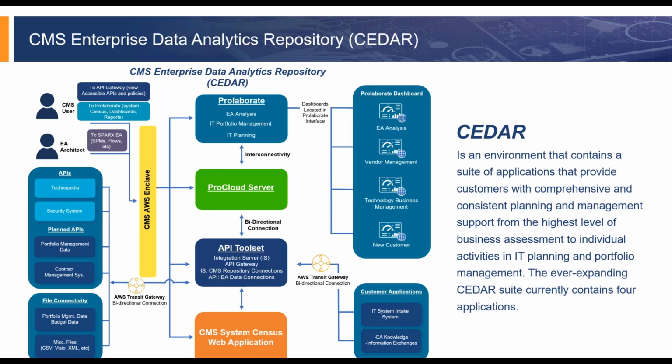So we connect through our API toolset. We pull data from Flexera's Technopedia, our system security application, and our governance intake system, along with the Sparx EA tool. The data coming from these inputs are leveraged to create dashboards using Prolaborate for capital planning and governance teams, which you'll see a demonstration of shortly. So essentially, the center is the core of our CEDAR system, and the left side are inputs, and the right side is the output.